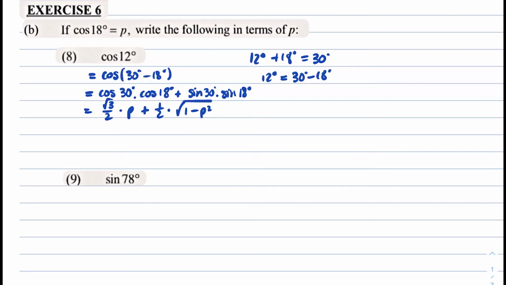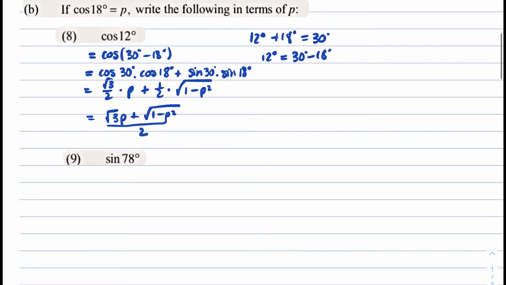So that's pretty much our answer in terms of p. We could write it as a single term: root of 3 times p, plus the square root of 1 minus p squared, all of that over 2.